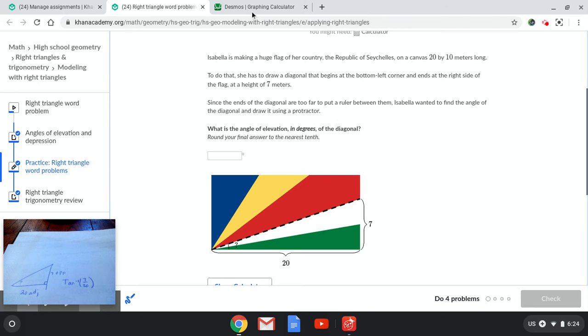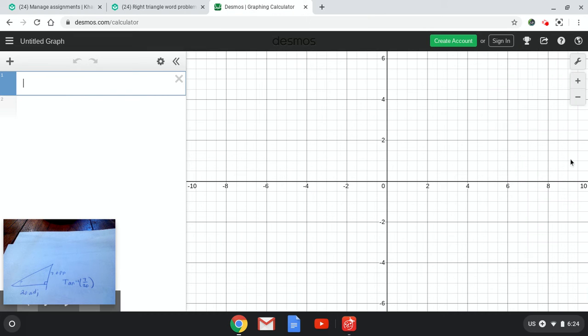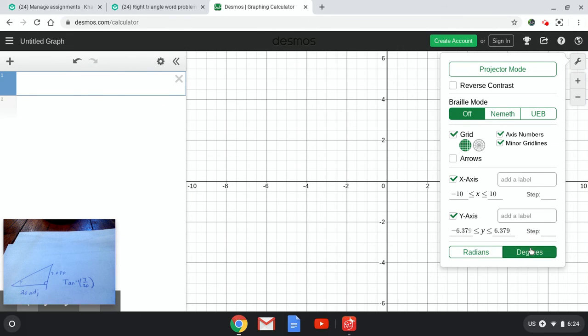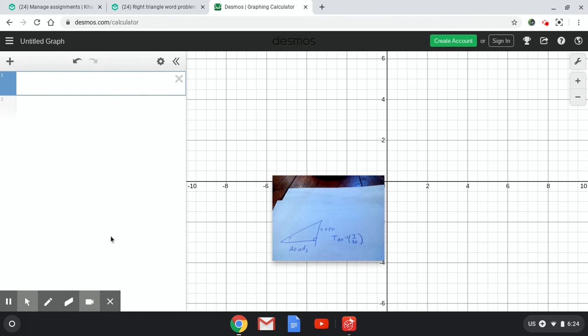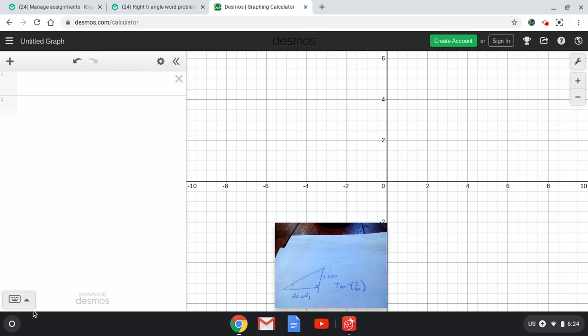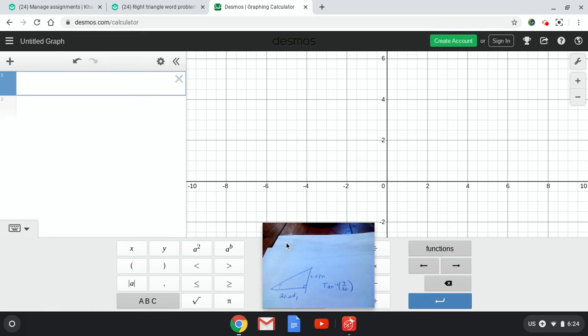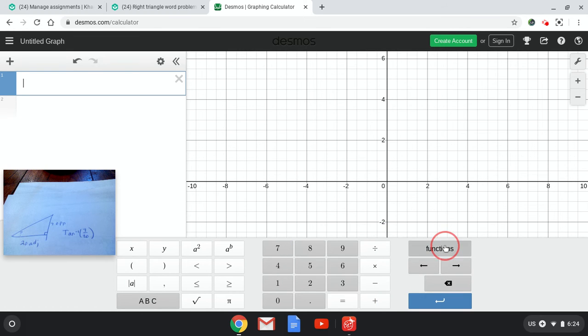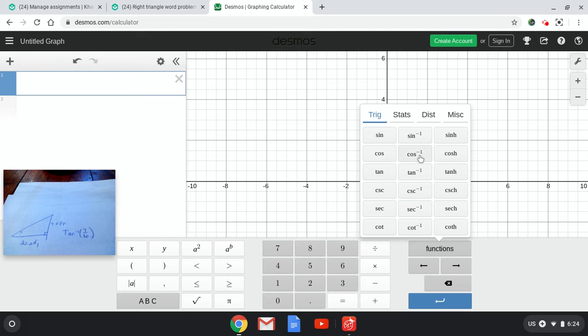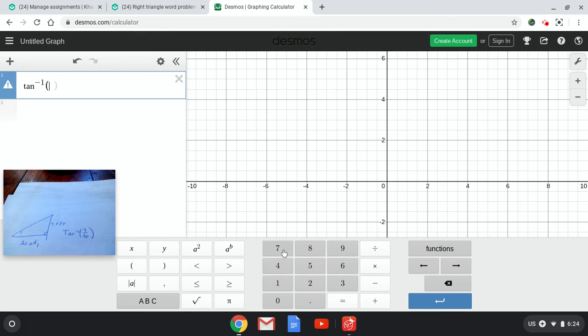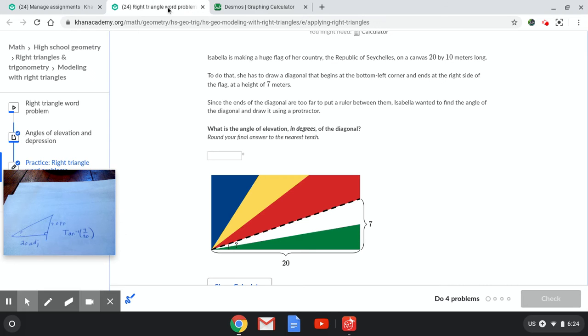And I'm going to go to Desmos. They offer a calculator, but their calculator is more difficult, I thought. So turn on degree mode. Let me move this out of the way. You want to get your functions brought up. So you want inverse tan, and then you want 7 divided by 20. 19.29. Now the thing about this Khan also is they have this rounding rule at the end of it. So you have to look for what they want.